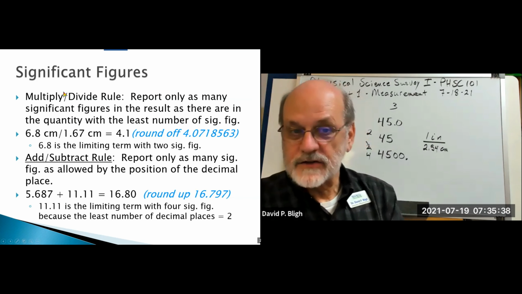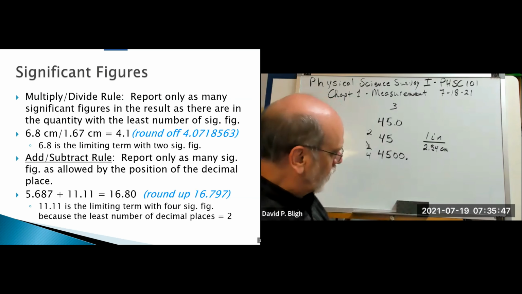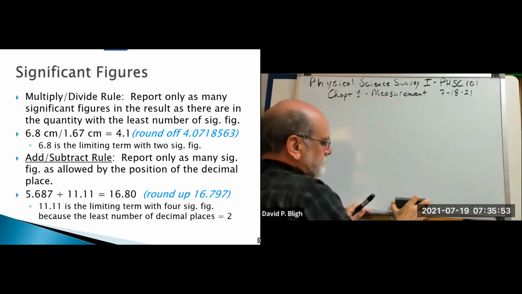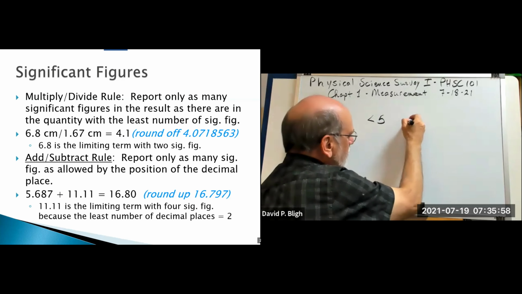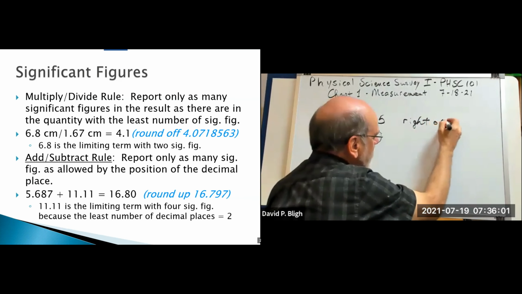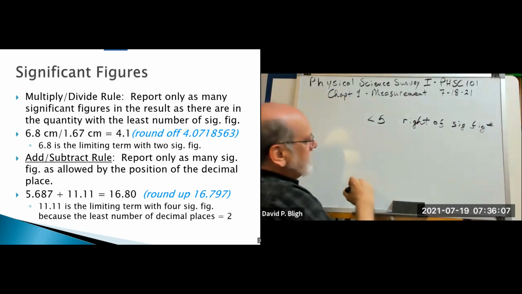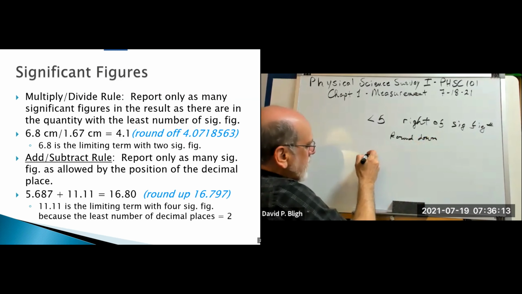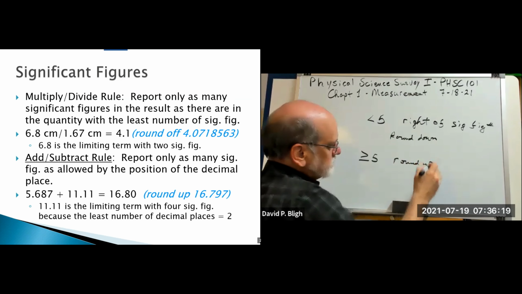So before I get into the multiply, divide, and add, subtract rules, rounding: how do we round? Well, there are a number of ways of rounding, but we're going to use the 5 rule. If the digit to the right of the significant figure number is less than 5, then you round down. And if it's greater than or equal to 5, you round up.